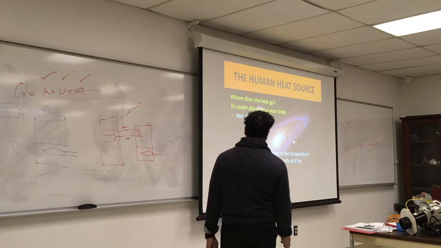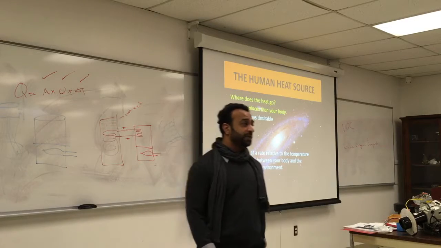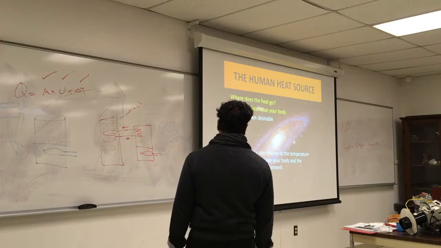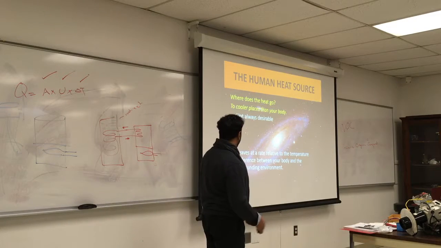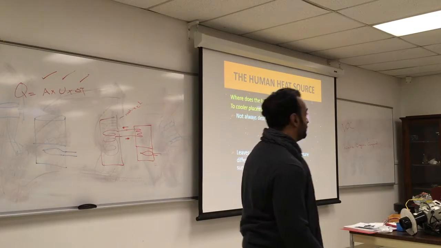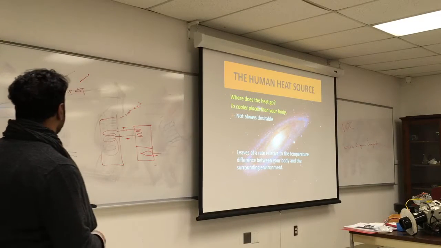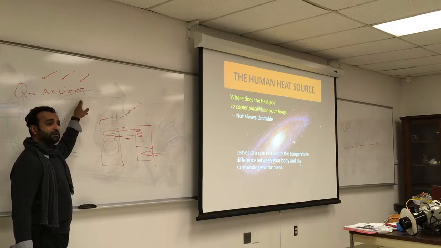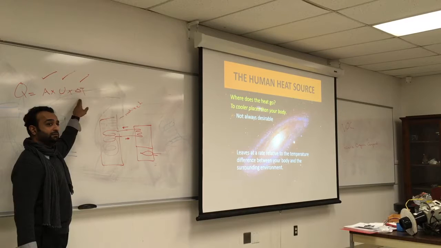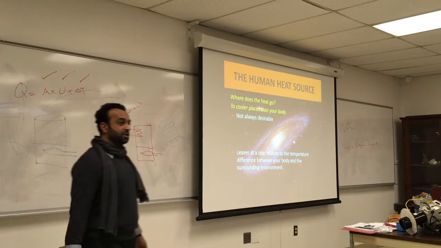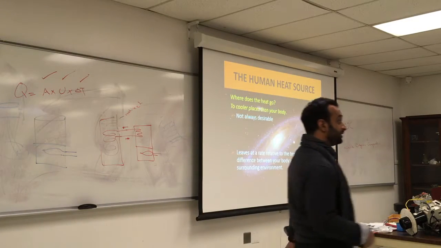Where does the heat go? Cooler places. Heat goes from hot to cold all the time. It leaves your body and goes to the air, depending on the temperature difference between the body and the surrounding environment. This is the rate. It depends on the temperature difference. What is the body temperature? 97. Right? So if the outside is 0, that's a really large temperature difference.